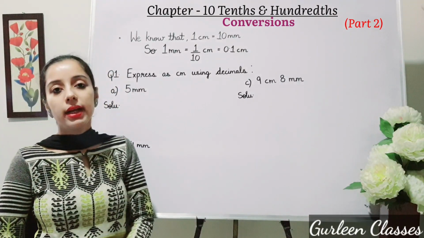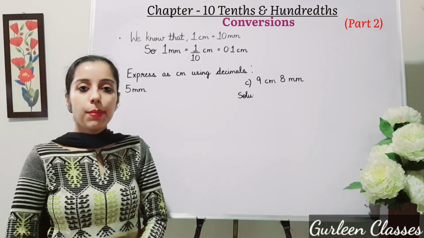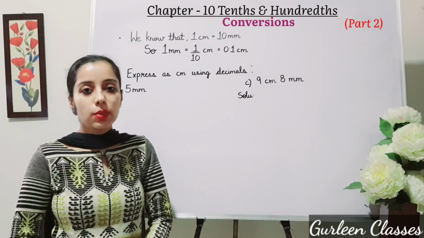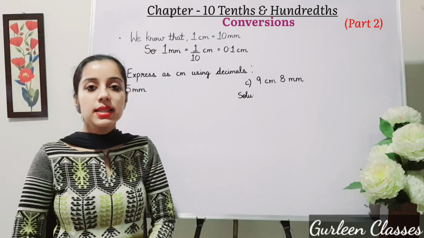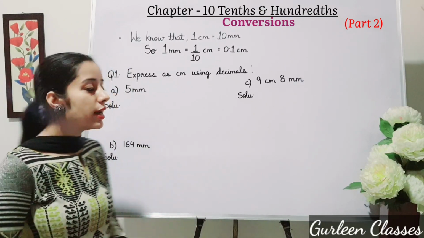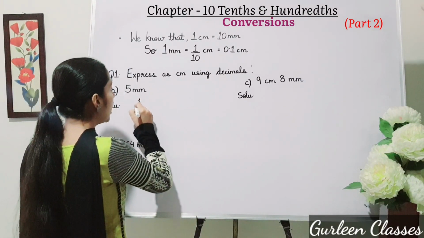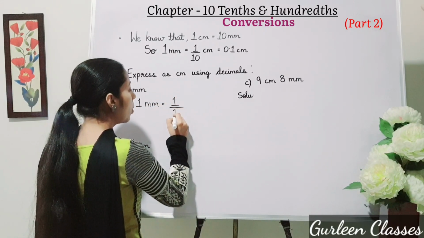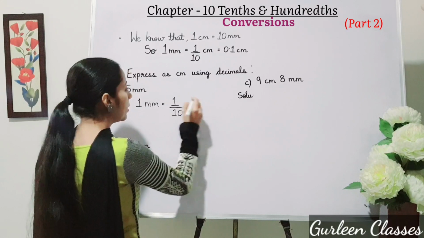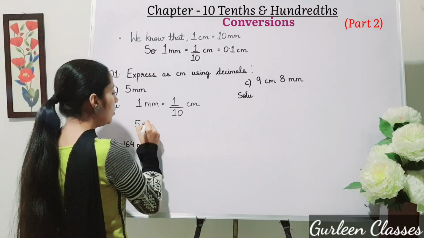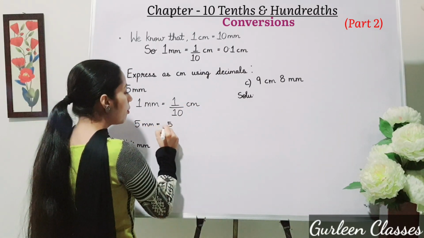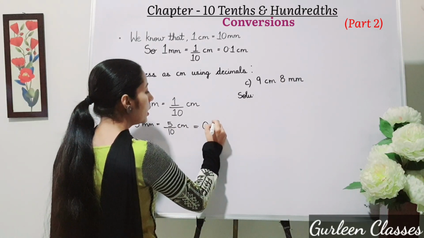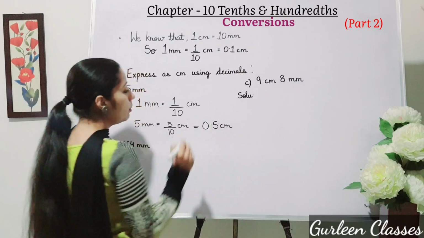Question: express as centimeter using decimals. A, 5 millimeter. First, let us write the formula. 1 millimeter is equal to 1 upon 10 centimeter. 5 millimeter is equal to 5 upon 10 centimeter. So in decimals it will be 0.5 centimeter.